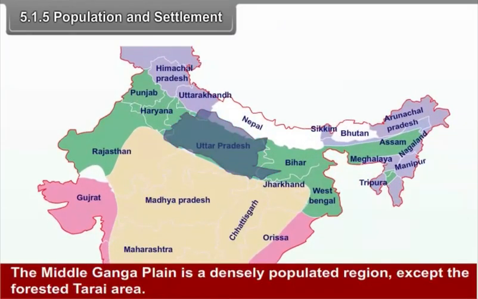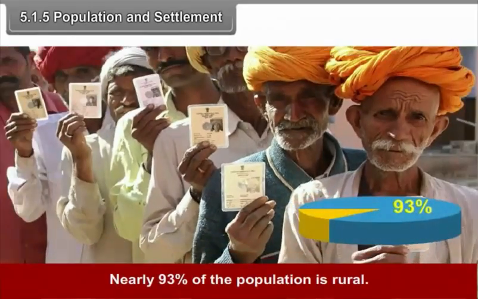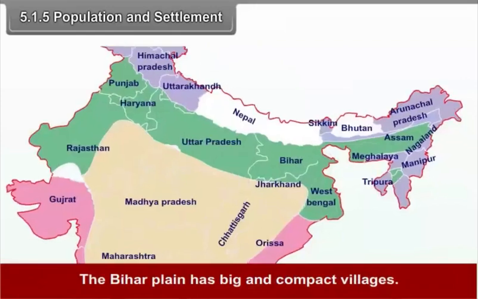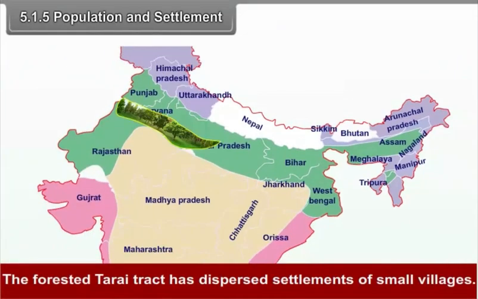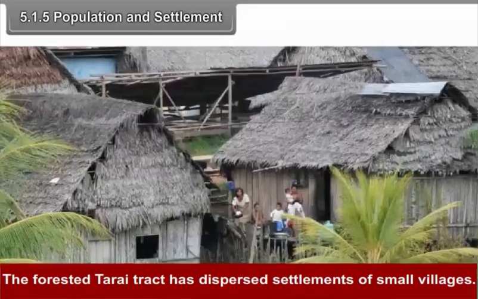The Middle Ganga plain is a densely populated region. Except the forested Tarai area, nearly 93% of the population is rural. The Bihar plain has big and compact villages. The forested Tarai tract has dispersed settlements of small villages.